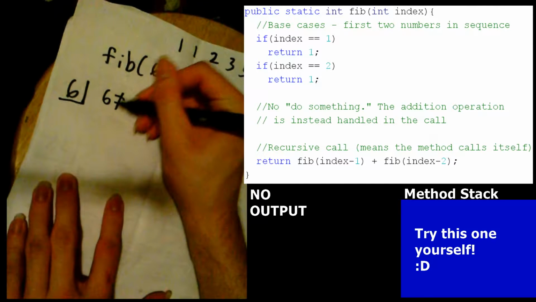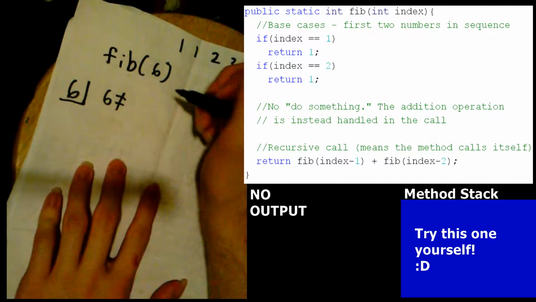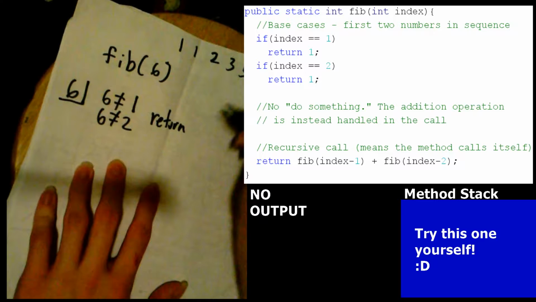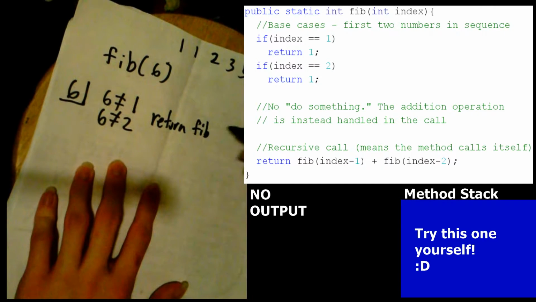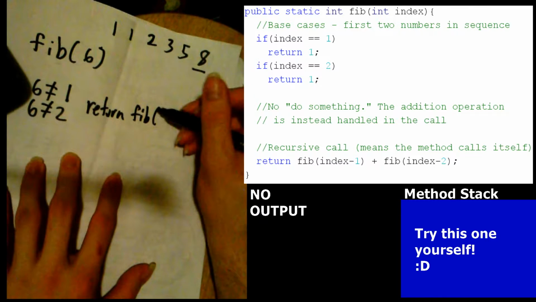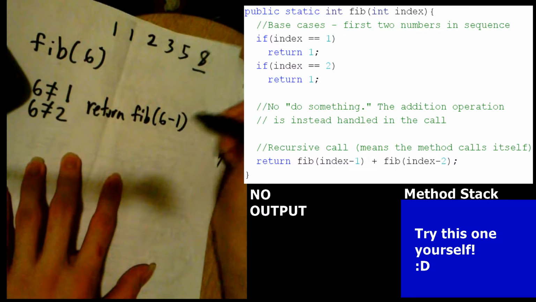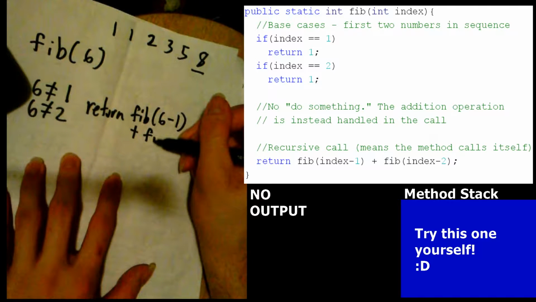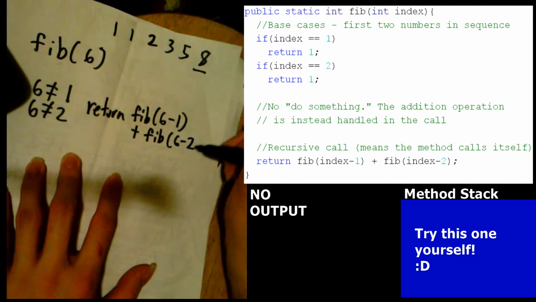So we look at it. We know 6 is not 1, as in 1 is an index 1 of the sequence. We're not on 0 based here. We also know that it is not 2. So instead, we do this return statement at the bottom where we do the fib of our index minus 1, which would be 6 minus 1, plus the fib of our index minus 2.